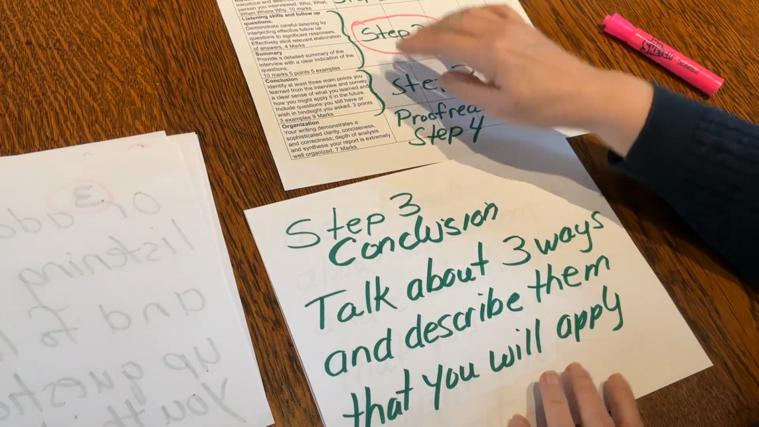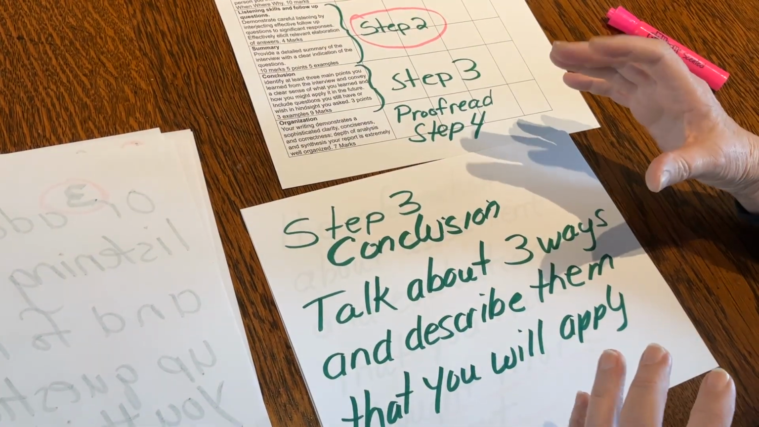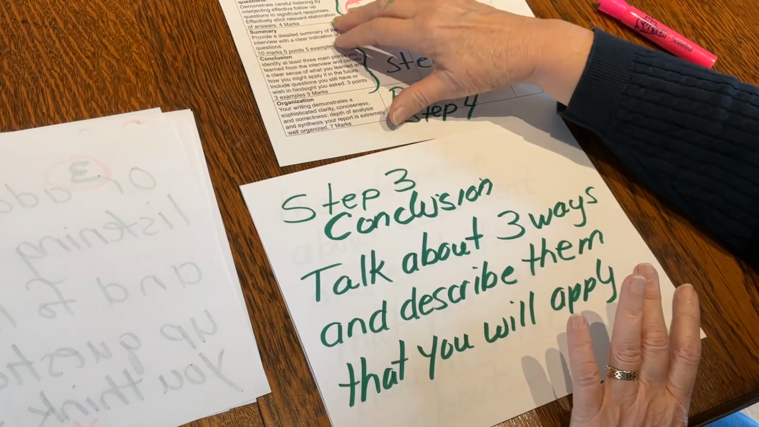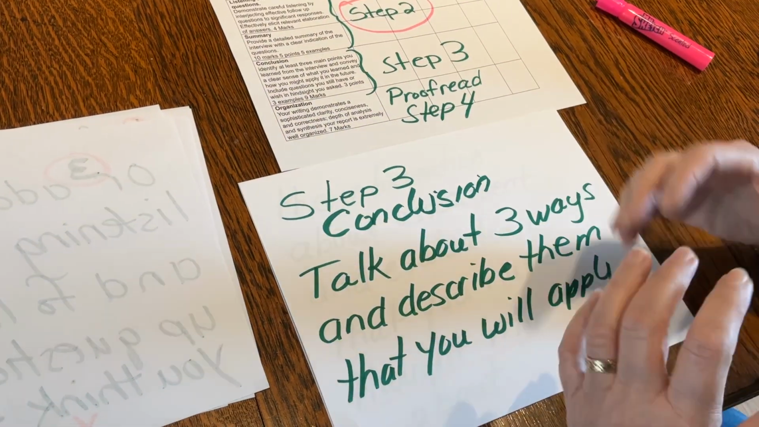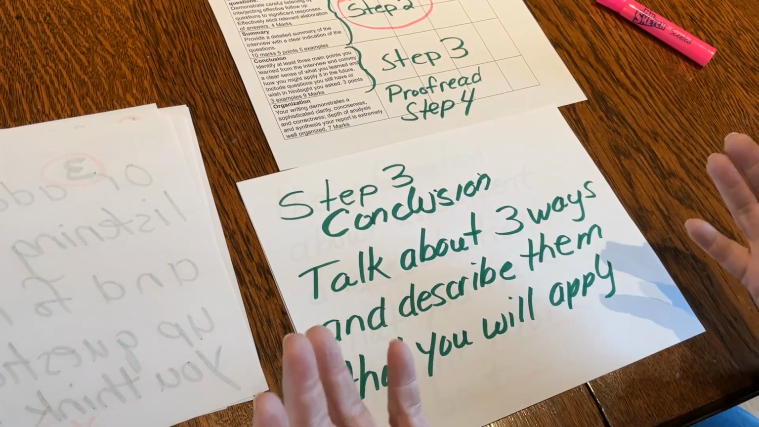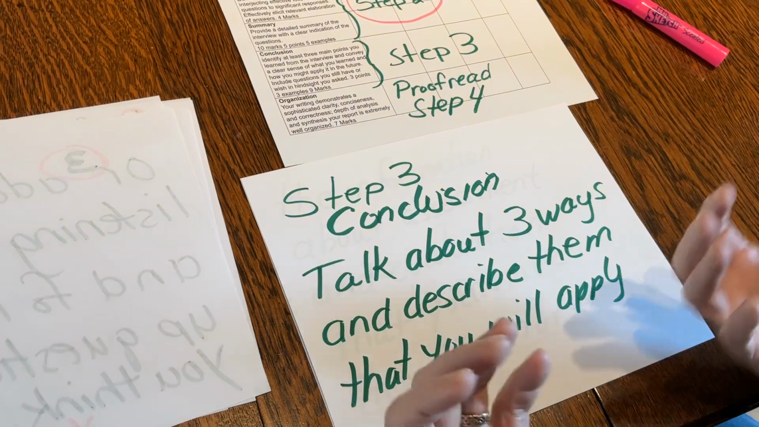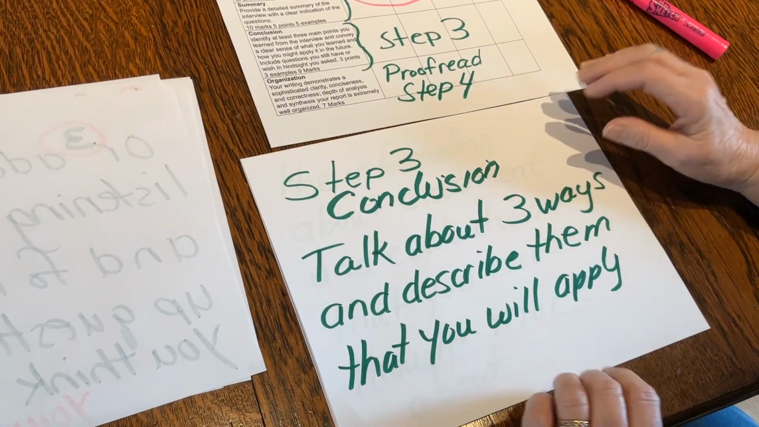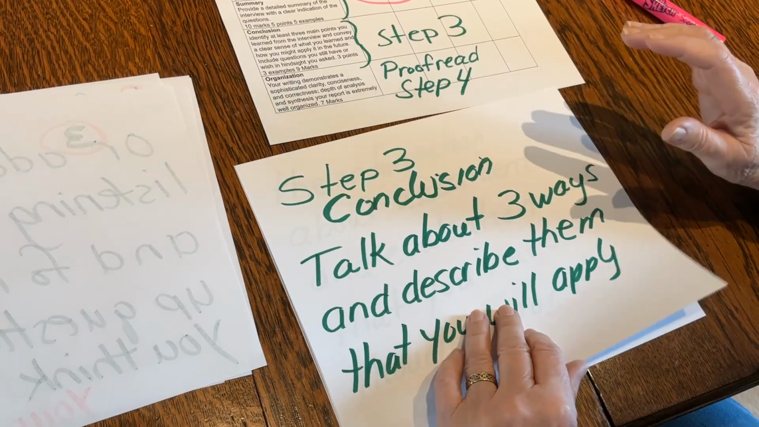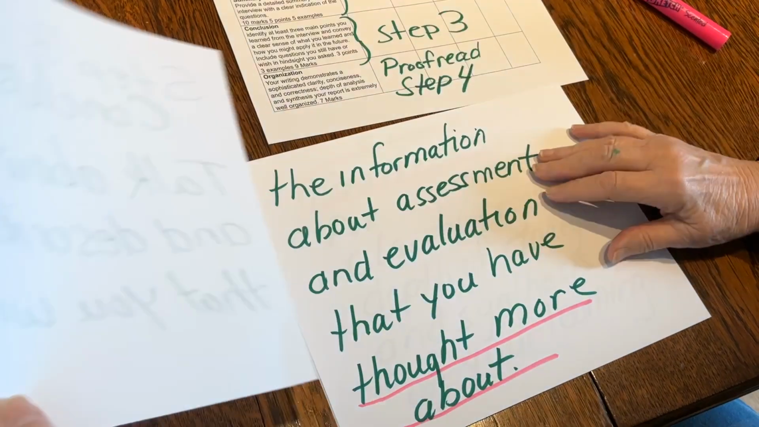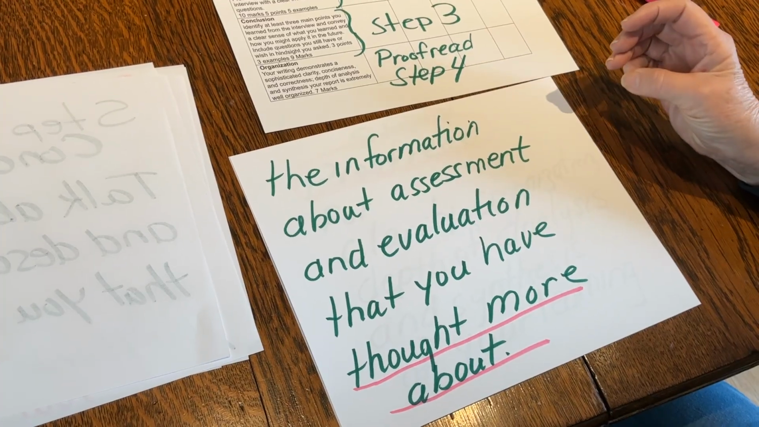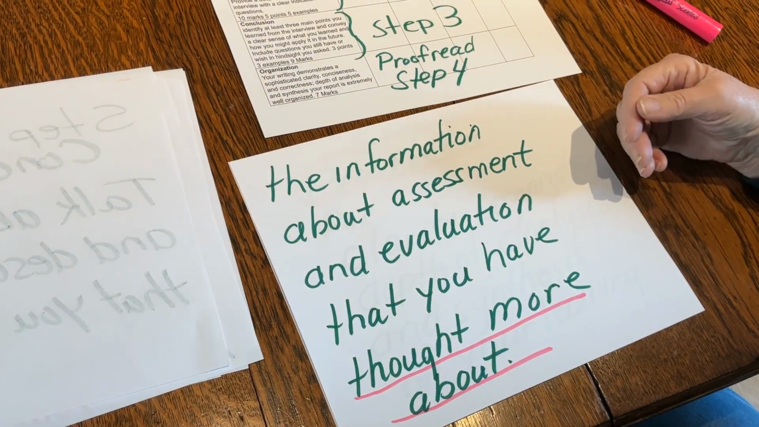So going to step 3, once you have analyzed what was said, broke it all apart with 5 main ideas that you saw, then you're going to look at the conclusions, and that's where you're going to synthesize it, the summary, and put it back together with 3 points. You want to talk about 3 ways and describe them on how you will apply assessment and evaluation, or the information you got about assessment and evaluation into your own practice in the future.